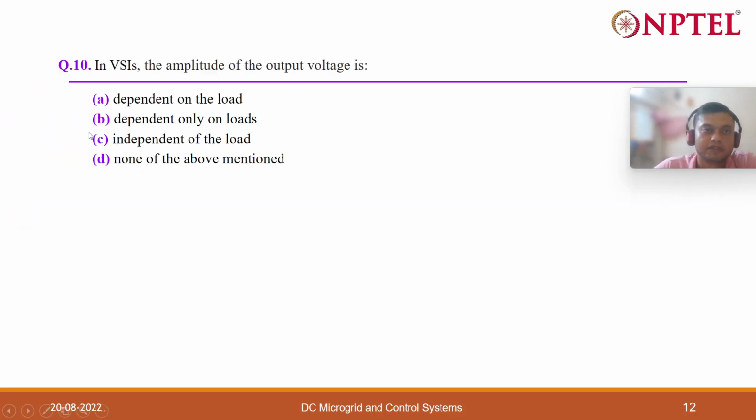So now let us see the 10th question. In voltage source inverters, the amplitude of the output voltage is: first option, dependent on the load; dependent only on loads; independent of the load; and none of the above. I think you might already know the answer to this question. So you can type your answer in the chat box.